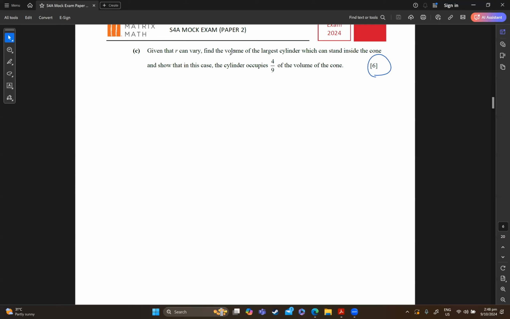So first thing, when you read this question, when they say find the volume of the largest cylinder which can stand inside the cone, the volume that you got in part B is V equals pi times 30 r squared minus 2.5 r cubed. So it's kind of like a curve, which means your radius can vary, and when it varies, the volume will reach a maximum value.